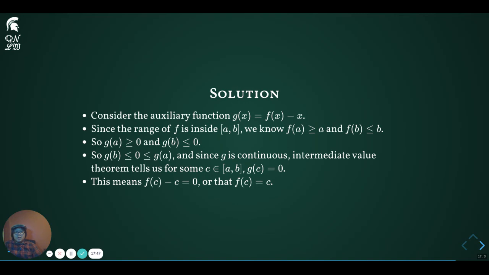And thus, 0 is guaranteed as a value between g(a) and g(b). So, by the intermediate value theorem, for some c in the domain, we have g(c) is 0. Unwrapping this, we find exactly that f(c) is equal to c.